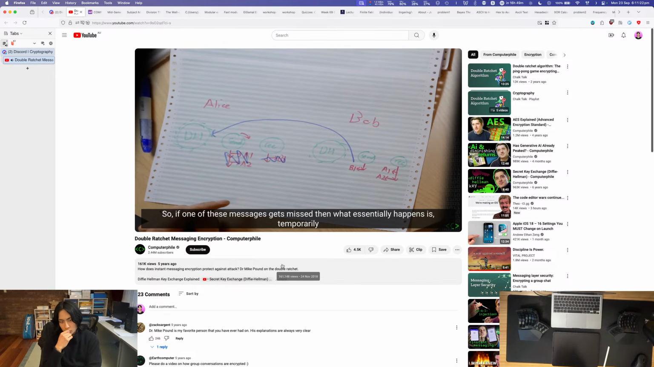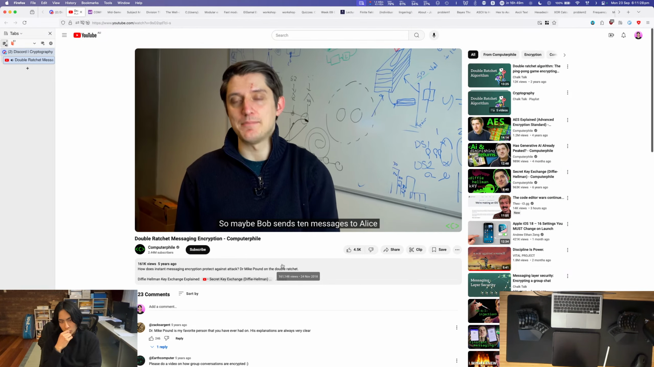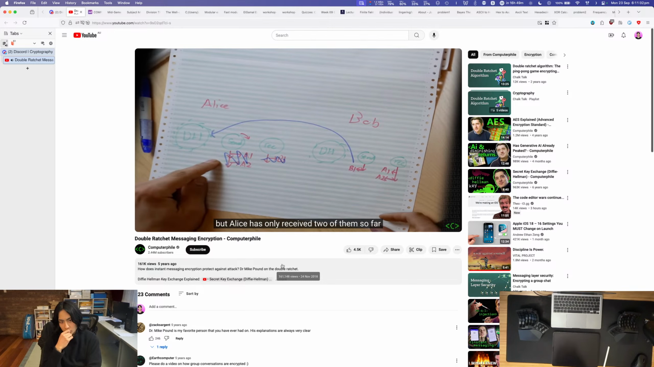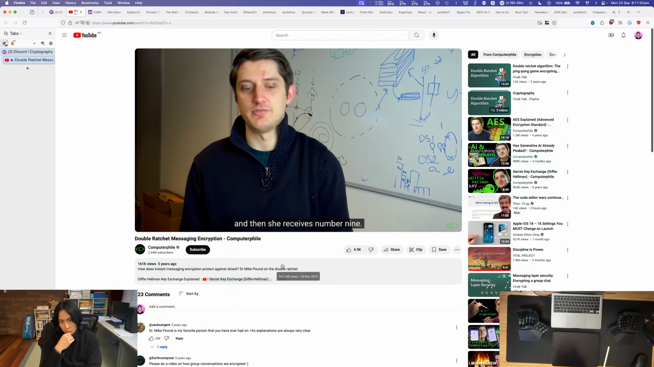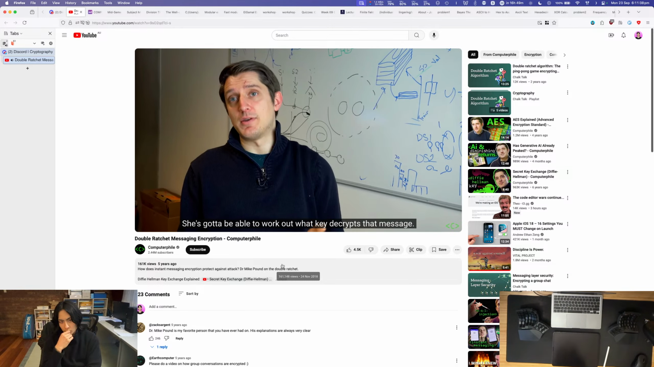So if one of these messages gets missed, then what essentially happens is temporarily these two chains become out of sync. So maybe Bob sends 10 messages to Alice, so this receiving chain is 10 long, but Alice has only received 2 of them so far, right? And then she receives number 9. She's got to be able to work out what key decrypts that message.